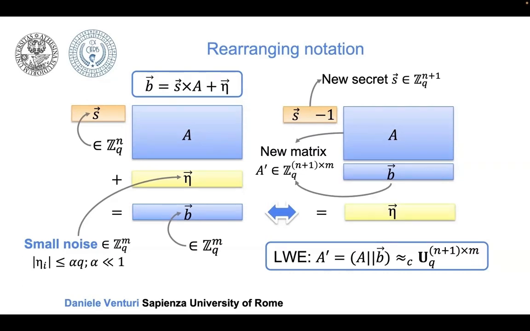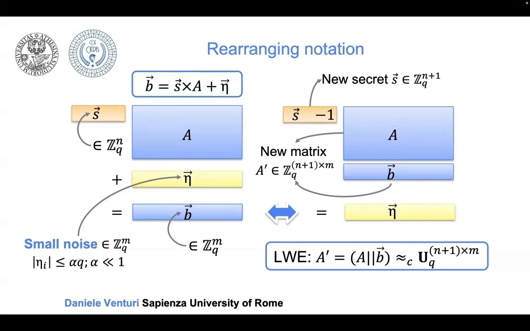Now I can say that an instance of the LWE problem is just a matrix A, or A prime, which I will call A from now on. You should think of this matrix as being A and then B in the last row. Then you multiply with this vector S with -1 at the end, and you get the noise. So it's just an equivalent way to define it. It's more compact because I can just say S times A equals noise, and I can forget about B.